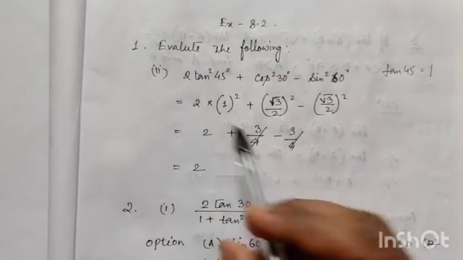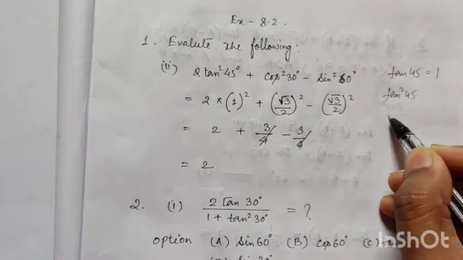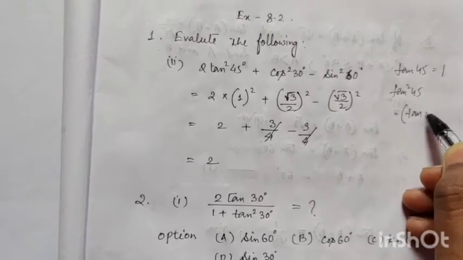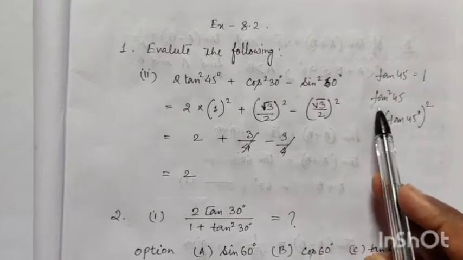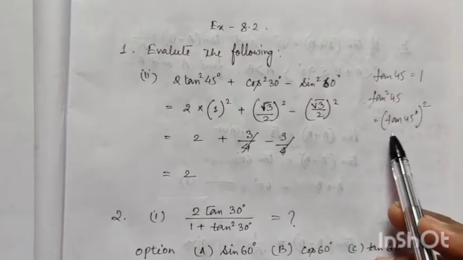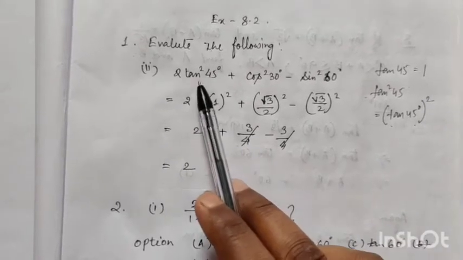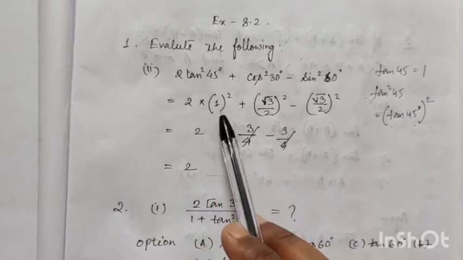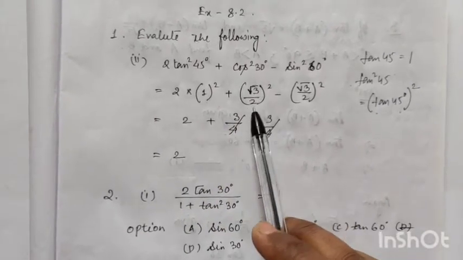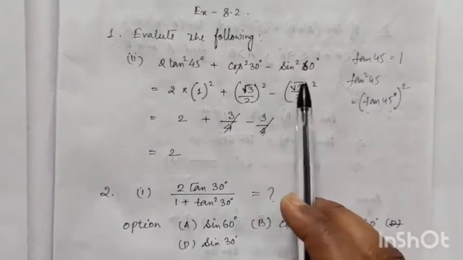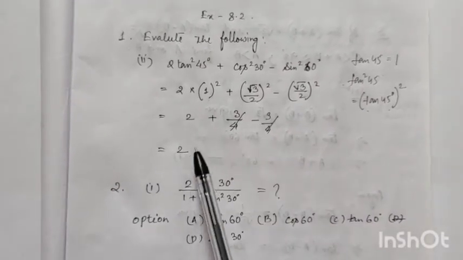Now here it is given tan square 45. So listen, tan square 45 means tan 45 degree whole square. The value of tan 45 is 1, so whole square is 1 square. Cos 30 degrees is root 3 by 2, so whole square. And sin 60 degrees is root 3 by 2 whole square. Now after simplifying, the answer is 2.